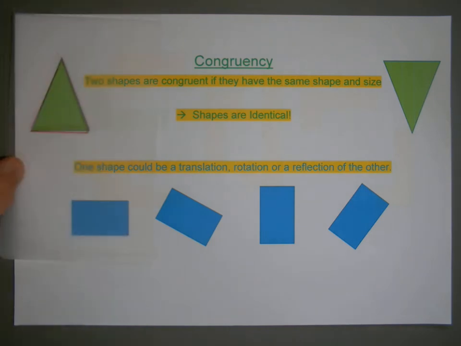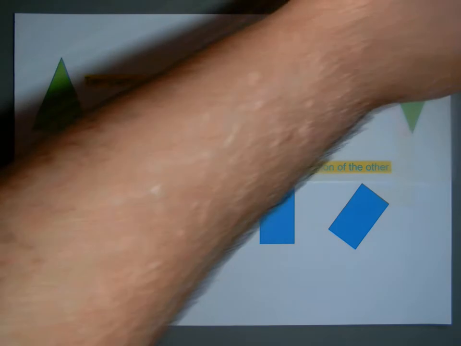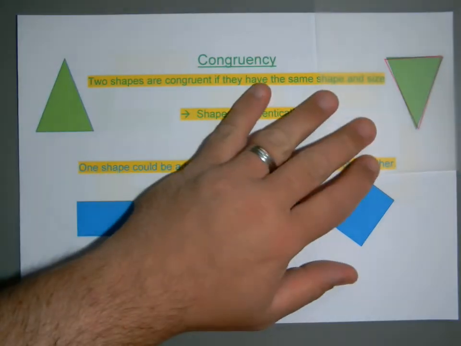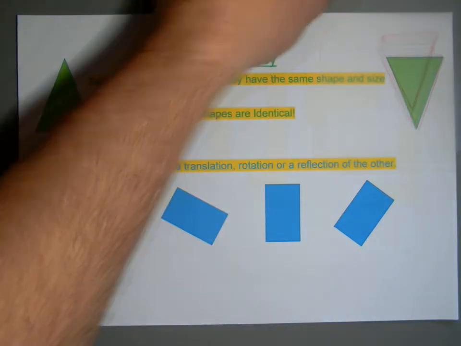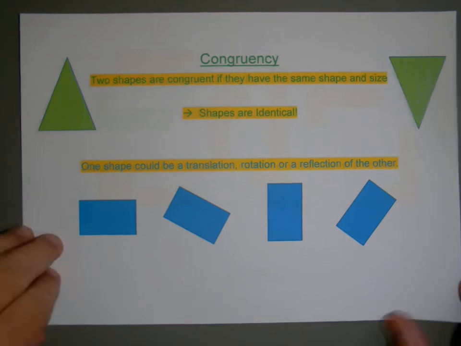So I traced this earlier. The same shape is over there, it's just been rotated round. If I rotate the tracing paper around, you can see it's exactly the same shape. So shapes can be rotated, translated, so shifted across the page, or even reflected. But if they're identical, then we call them congruent.